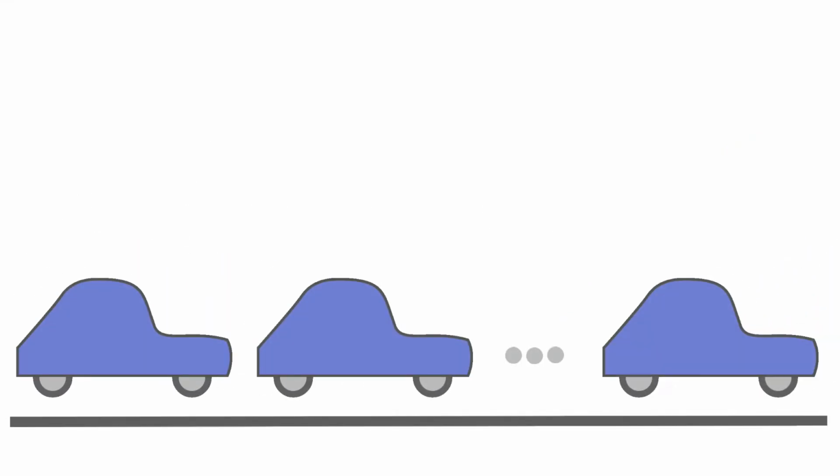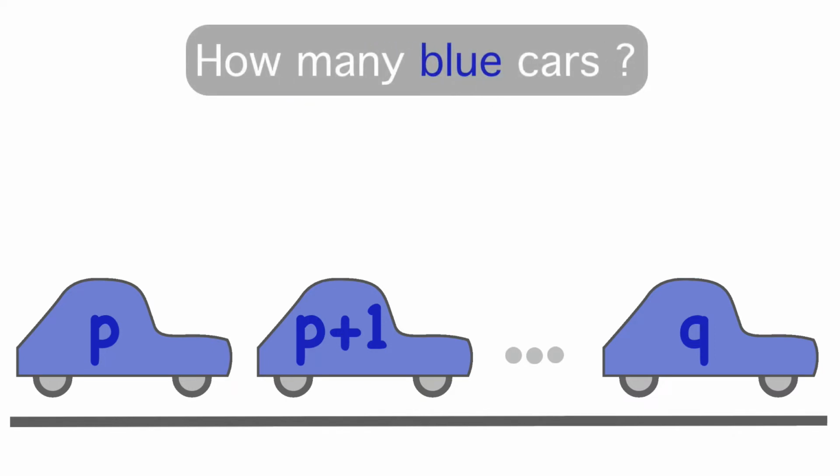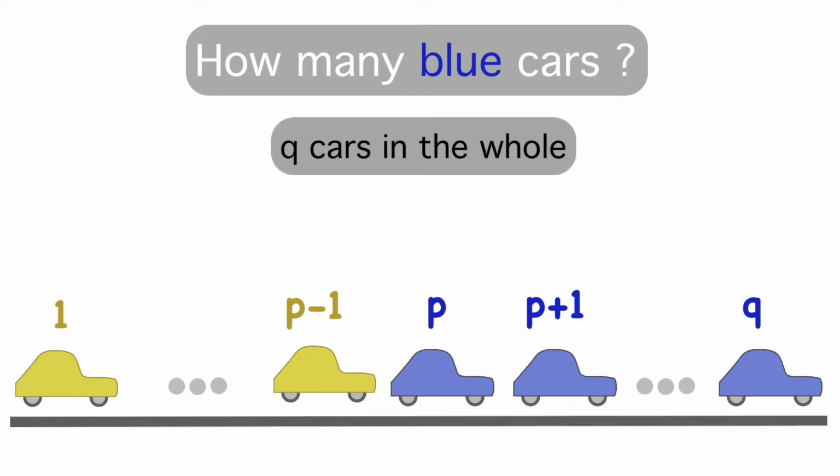Consider little cars aligned along the road, numbered from p to q, where p and q are positive integers, such that p is less than or equal to q. How many cars do we have on the whole? To find out the number of cars, we can add other cars, numbered from 1 to p minus 1. Clearly, the total number of cars has climbed up to q.